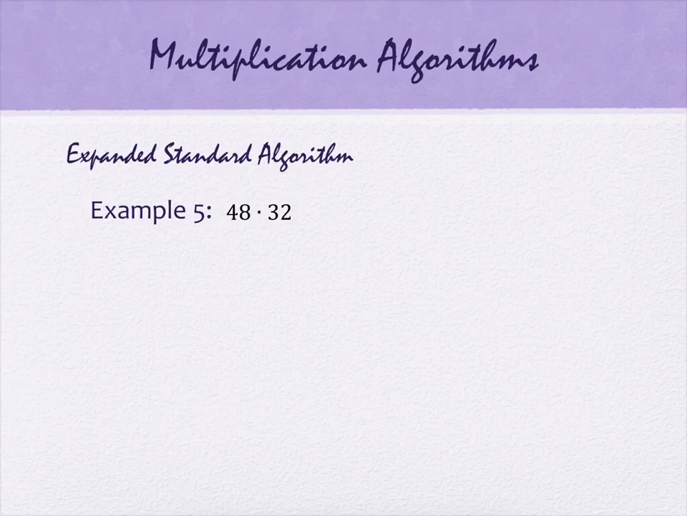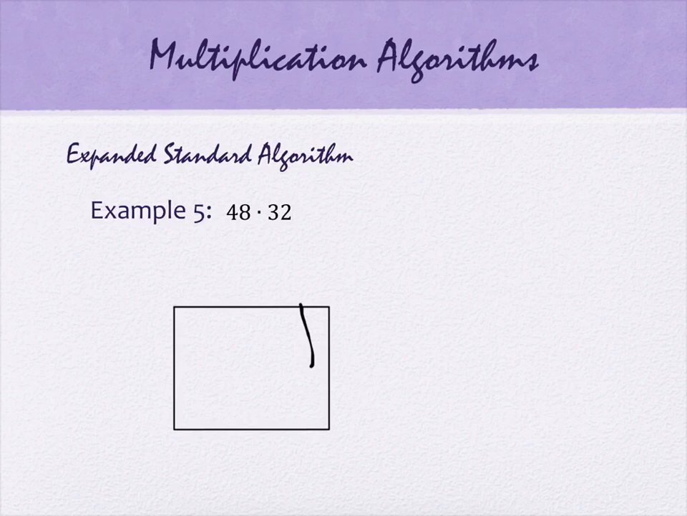So the first one is expanded algorithm. This one is my favorite because I feel like it's very intuitive about what it does. So you're going to draw a box. The box needs to have as many rows and columns as the numbers are that you're multiplying. So these are a 2 by 2, right? I have 2-digit numbers, and there's 2 of them. So we're going to make 2 rows and 2 columns. It's going to be a grid box that looks like it's split into fourths.